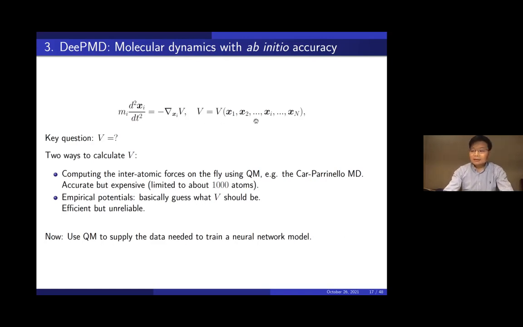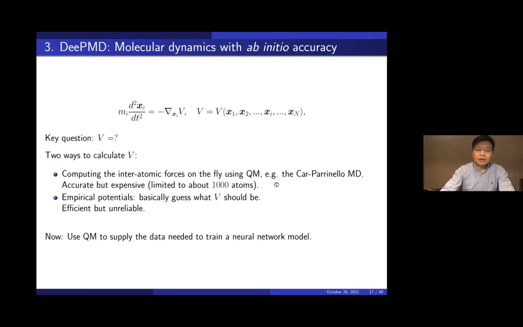And because the interaction of the atoms is mediated by electrons, and the electrons really obey quantum mechanics, this is really a very complicated problem, and V is a complicated function. So classically, there have been two ways to get V, or get the force. One is to calculate the force on the fly by coupling to some quantum mechanics model, density functional theory. This is called Car-Parrinello, created in 1985, a very fundamental piece of work.